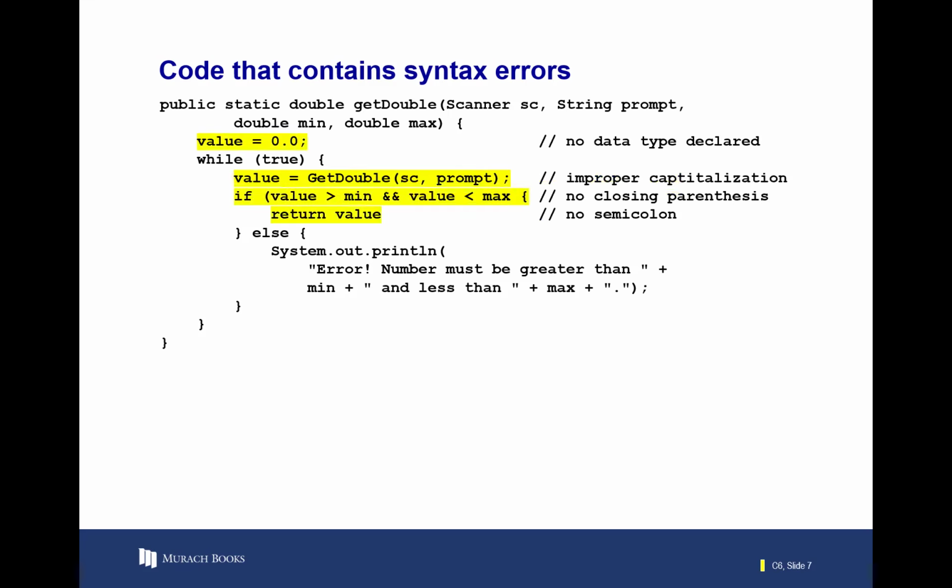So in total, there are four kinds of error that are happening. Error number one that you have identified is this value equals 0.0. There is no data type declared. The second one, which one of you had identified, is this specific if, there is no closing parenthesis. There is one more error over here, return value. There is no semicolon. So that is error number three.